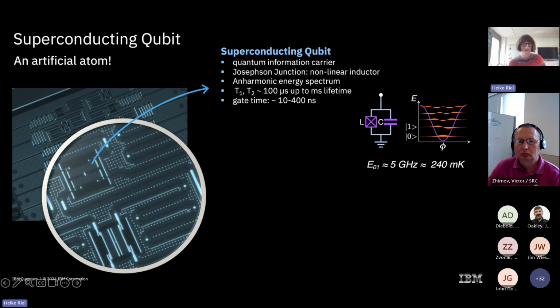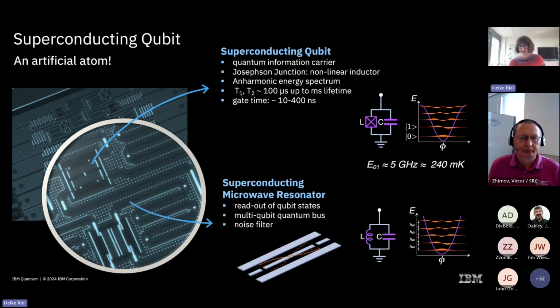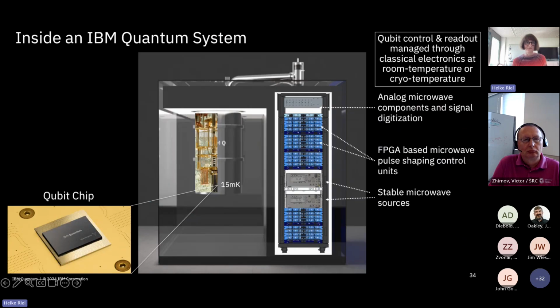And a very intrinsic advantage is that the gate time is very, very fast. And therefore you can build fast devices, and thus also a fast computer. And the superconducting microwave resonators are used for the readout of the qubit states, and also as a noise filter, because you work between an energy distance of the 0 and 1 state of 240 millikelvin, so that's why you use a 5 gigahertz regime. And for the microwave resonators, it's just a harmonic spectrum.